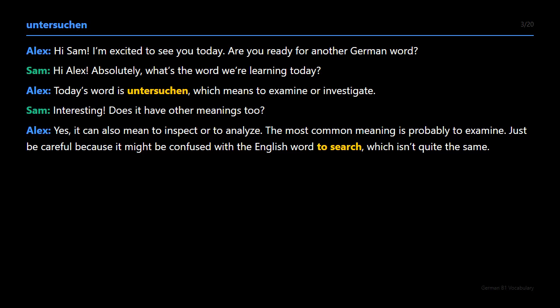Today's word is untersuchen, which means to examine or investigate. Interesting. Does it have other meanings too? Yes, it can also mean to inspect or to analyze. The most common meaning is probably to examine. Just be careful because it might be confused with the English word, to search, which isn't quite the same.